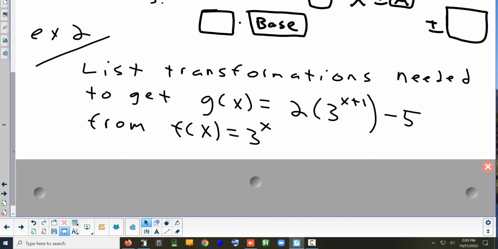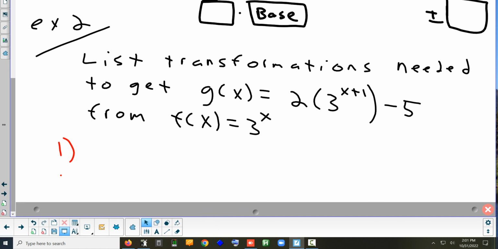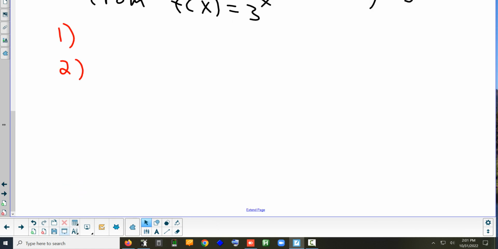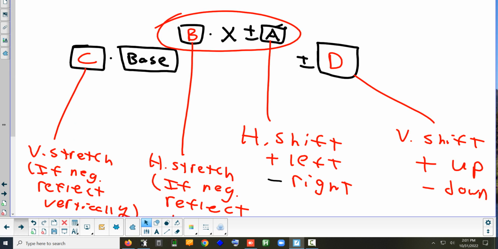Tony, can you tell me how many there are? 3. Yep, there are 3 transformations. And it just says to list them. Let's list them out. Tony, can you tell me what number you are looking at that tells you the first one? The 2, the plus 1, or the minus 5? That's 1. Yep, you're looking at the plus 1. So look at where the plus 1 is. Look at the chart we just made, and figure out which way a plus 1 is going to move the graph.